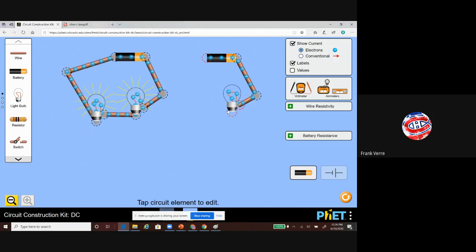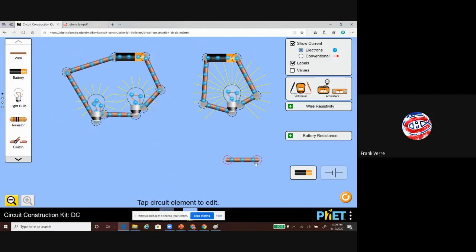So let's build a parallel circuit. So here's one path. Oops, oh no, I connected the two. Okay, so there's one path. So there you notice, look how much brighter this light bulb is. The electrons are moving faster. We added a second light bulb in series. The light bulbs are not as bright. Electrons are not moving as fast.